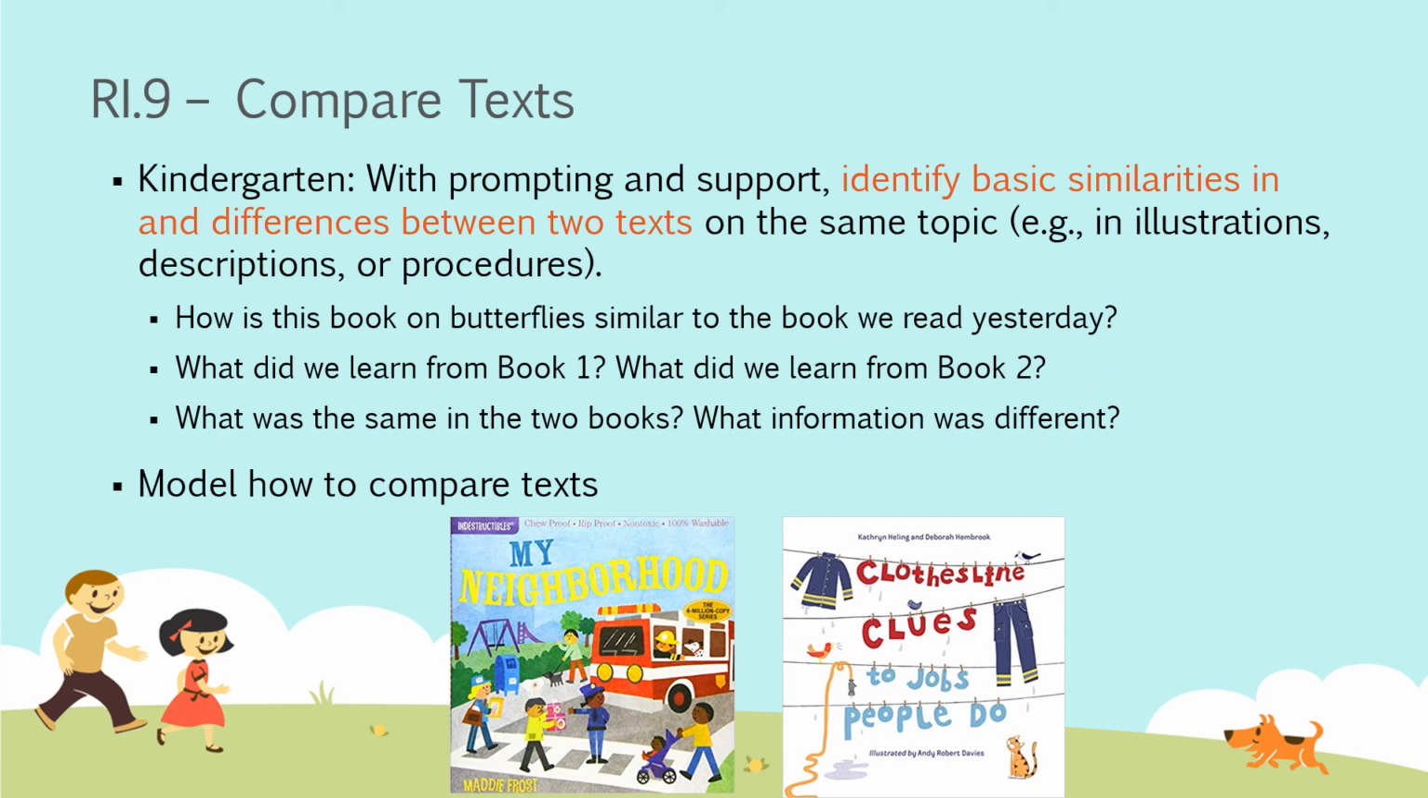RI8 doesn't apply to preschool and kindergarten, but RI9 is just for kindergarten, and it's about comparing texts. So this is not a preschool standard, although I think it's very appropriate to do in preschool, even though it's technically not a preschool standard. Basically, what we're going to do is identify the basic similarities and differences between two texts on the same topic. So, if you were in Creative Curriculum and you're studying buildings, you could have different books about buildings. If you were studying clothing, you could have different books about clothing and examine those different books. Here, I've got two different books about community helpers. And we're going to see what's the same and what's different.